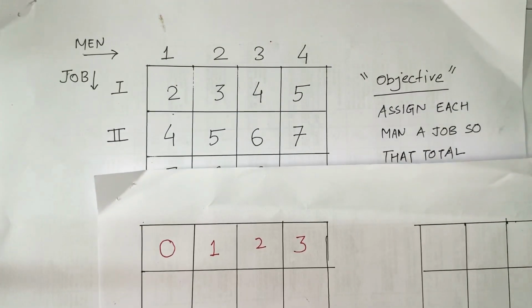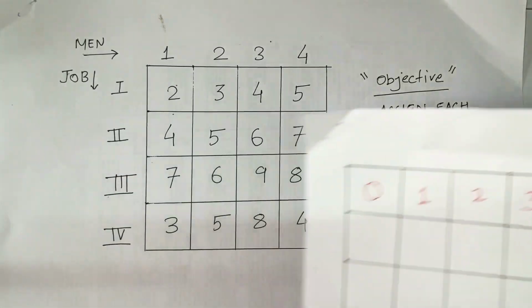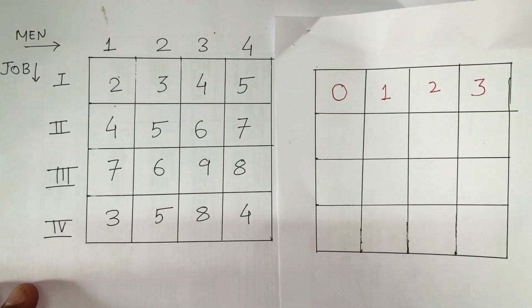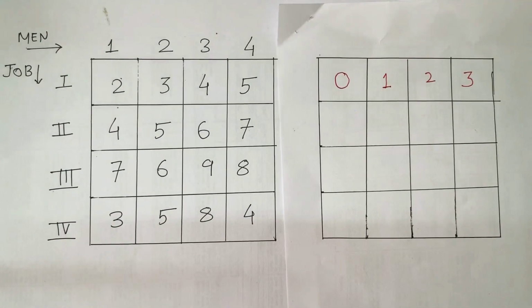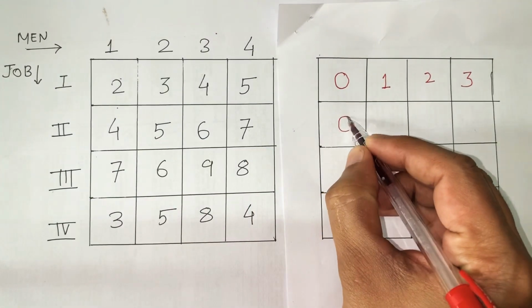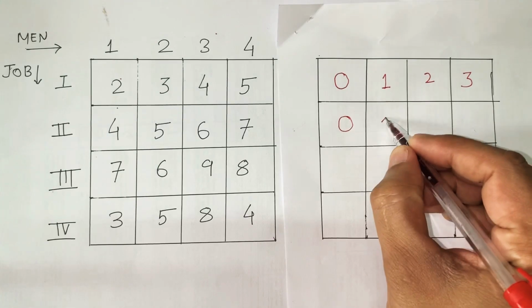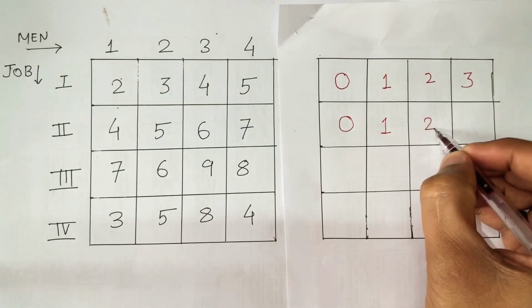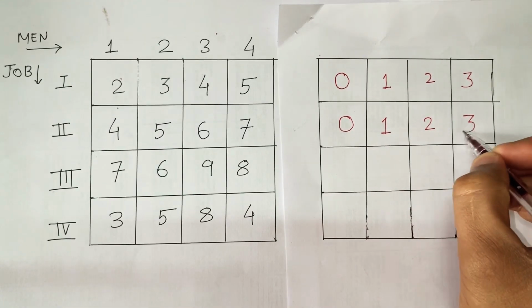Look into row 2. In row 2, what is the minimum? The minimum is 4. Let me fill the second row. The minimum is 4, so 4 minus 4 is 0, 5 minus 4 is 1, 6 minus 4 is 2, and 7 minus 4 is 3.